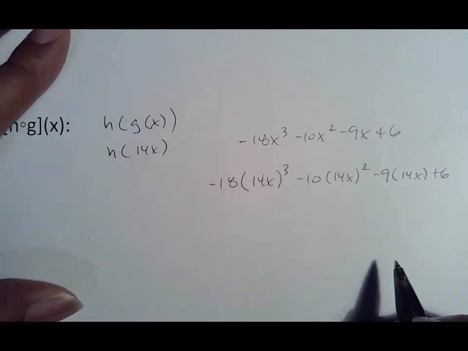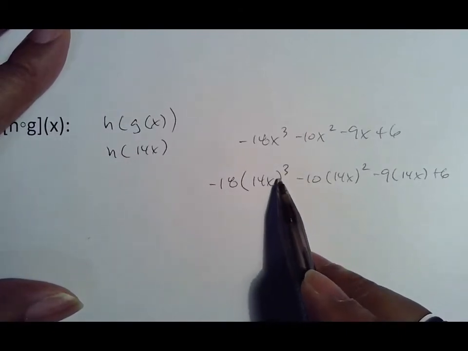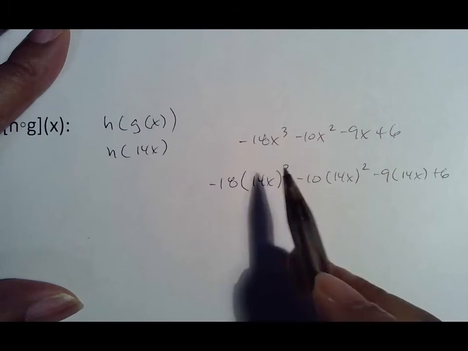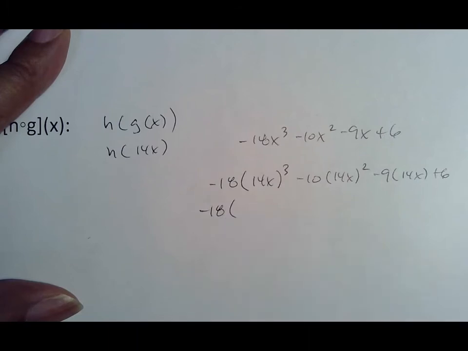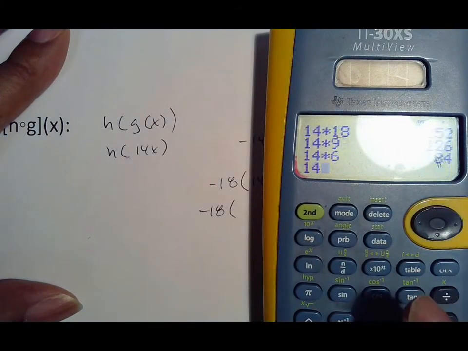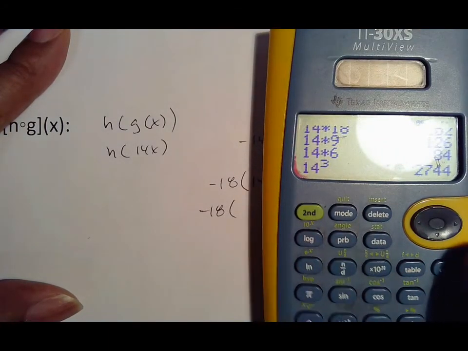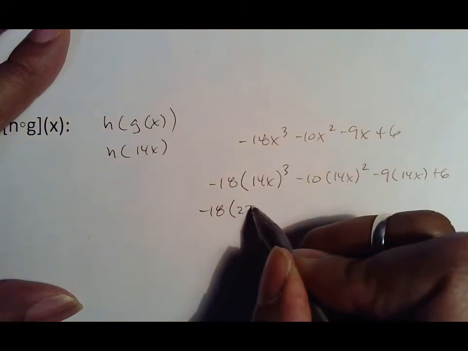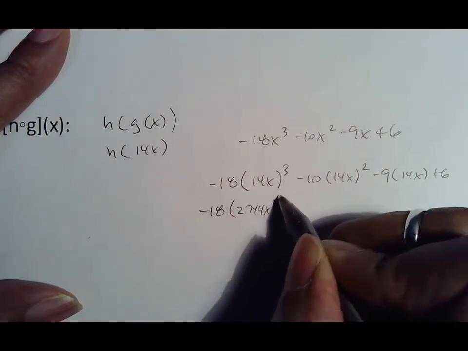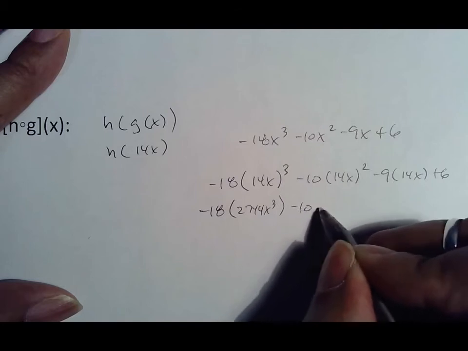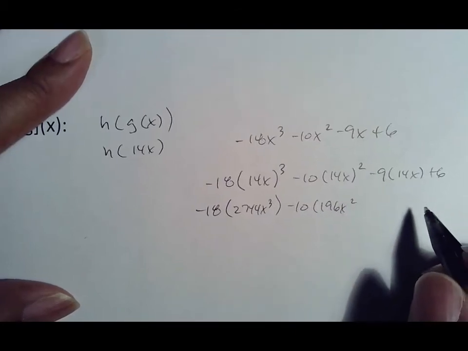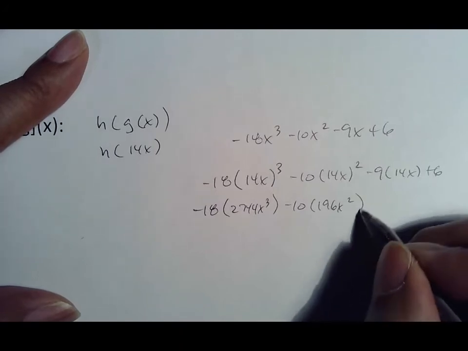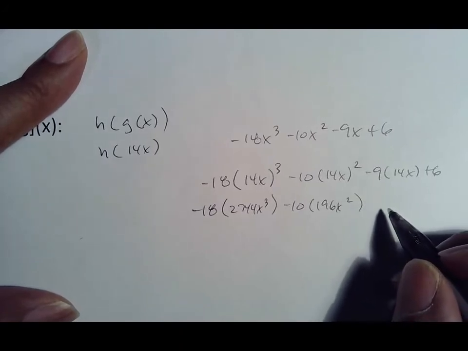And so again, that is where you have to be careful, because this third power is not just for the x, it's for the 14 as well, which means you're actually doing negative 18 times 2744 x to the third. You're doing negative 10 times 196 x squared.